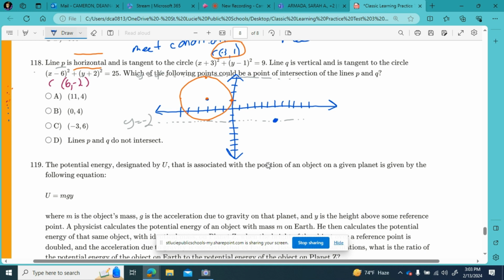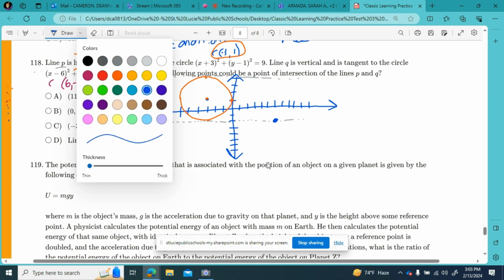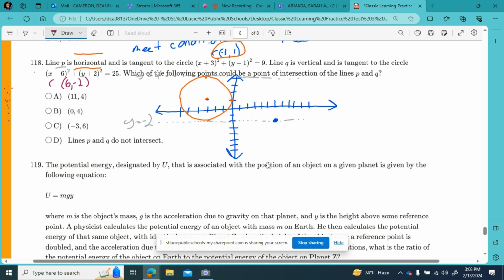Okay. And then back to my purple circle. So here was the center, and it goes up 5 from there. 1, 2, 3, 4, 5. And down 5. Out 5. And back 1, 2, 3, 4, 5. And my purple circle.